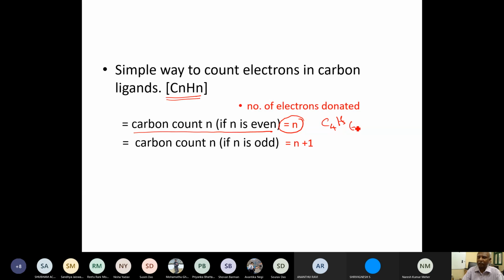C4H6, which is butadiene, you would consider it as a 4-electron donor because there are 4 carbons. If I have 5 carbons, like we just discussed, you have to add 1 electron in the anionic or the ionic method. So we are talking about the ionic method of counting electrons, electron counting.